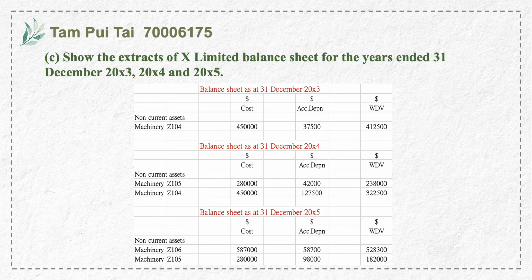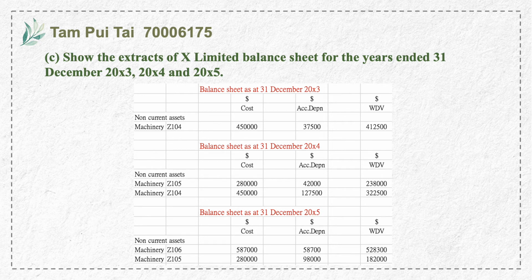Question C. Show the extract of X Limited balance sheets for the years ended 31 December 2000 X3, 2000 X4, and 2000 X5. We already know all the machine depreciation in question B, so we just need to use the cost minus depreciation to get the WDV here.